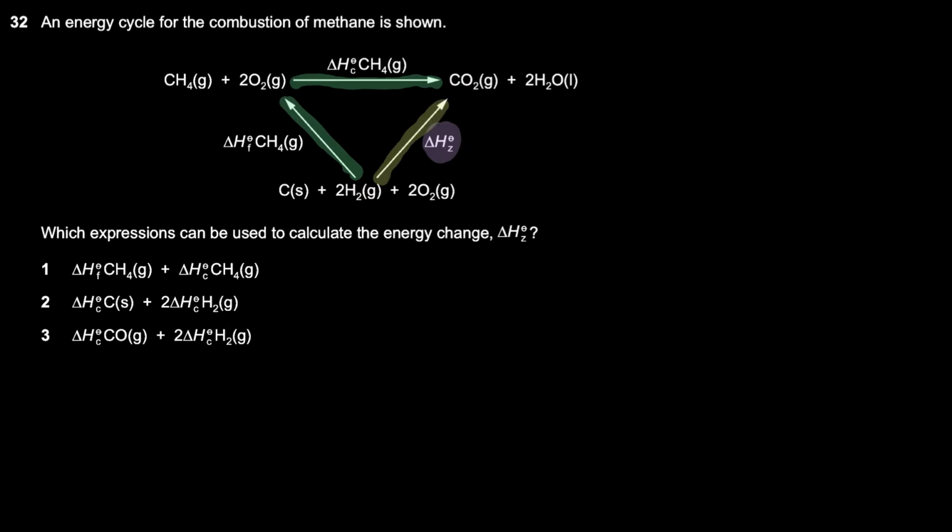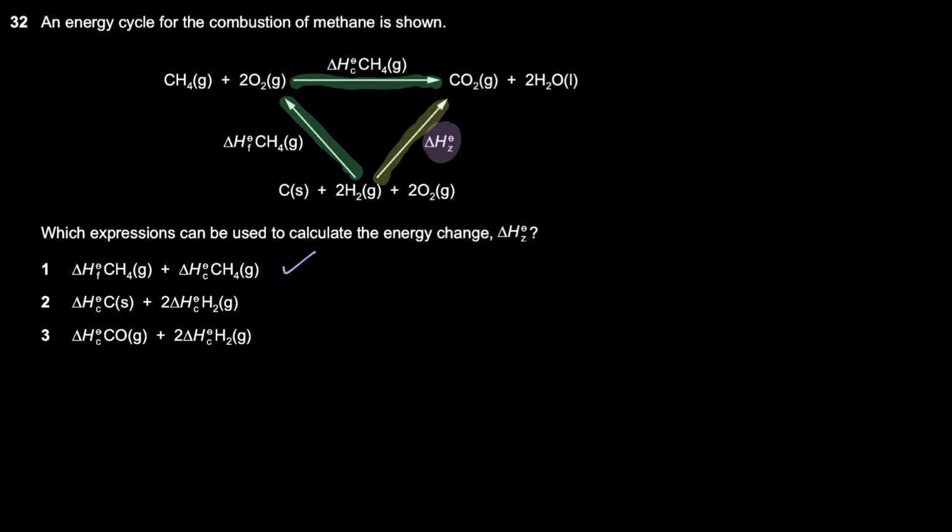So we can either go from elements to the reactants and then to the products, or we can go directly from the elements to the products. So what we have over here is Hess's law. The green path is equivalent to the yellow path. The enthalpy change is independent of the pathway taken. So option 1 is correct.